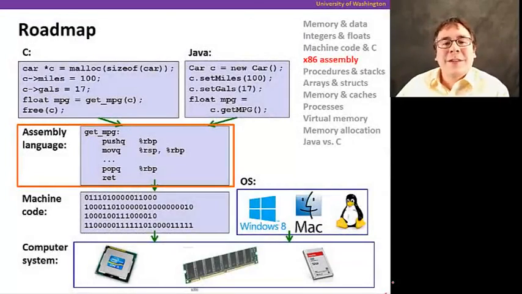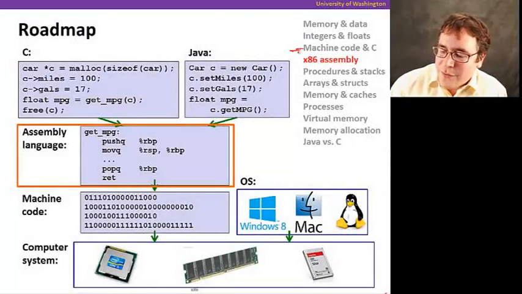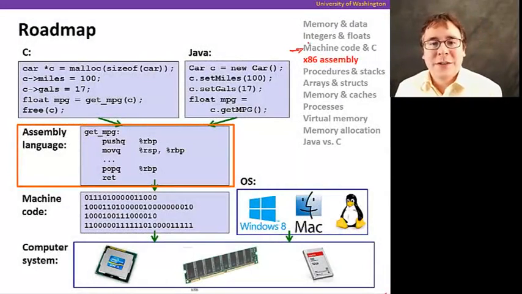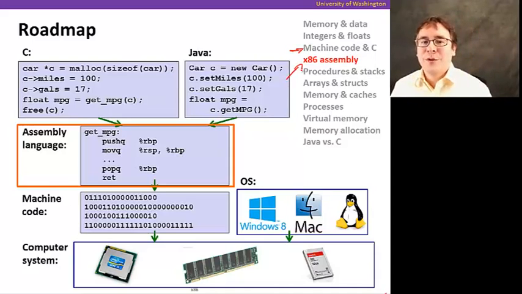Okay, now we're ready to start a new section. We just saw in the previous section an introduction to architecture and machine code and how it relates to C, and now we are ready to start some assembly programming.